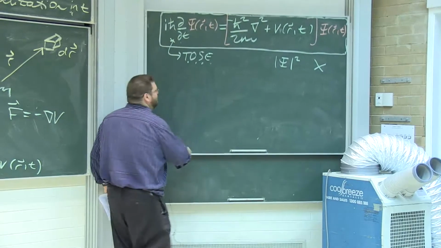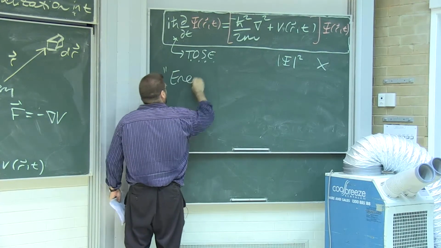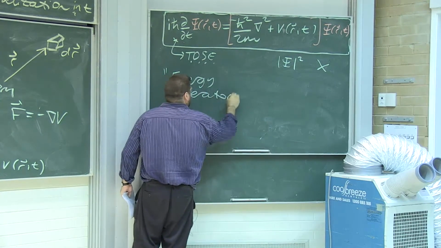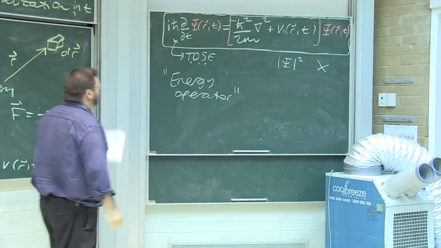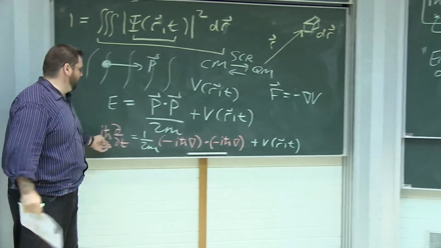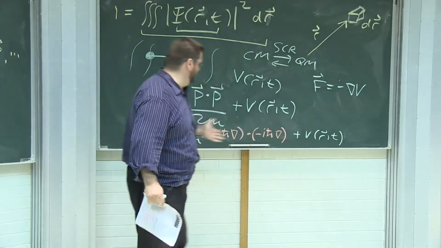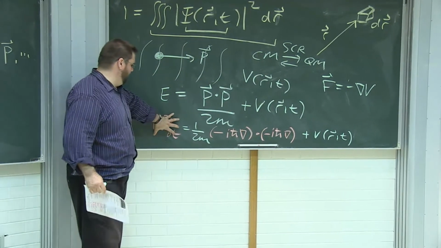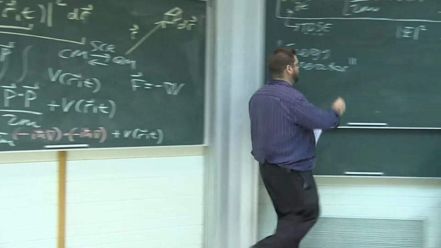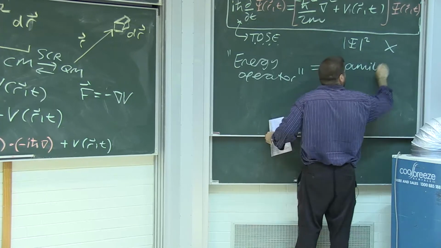I want to close this section with an apology, and it's as follows. This energy operator is i h-bar d by dt. That energy operator is also the right-hand side because they're equal. So we could speak of this as the energy operator, and we could speak of this as the energy operator. We give this a name that's used in this course, which is the Hamiltonian.